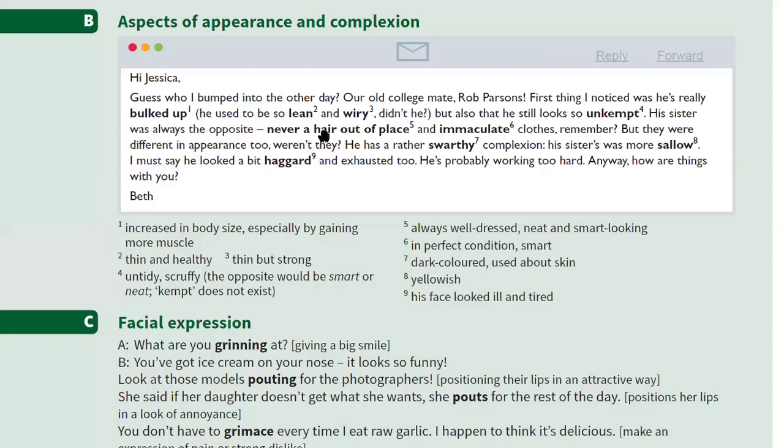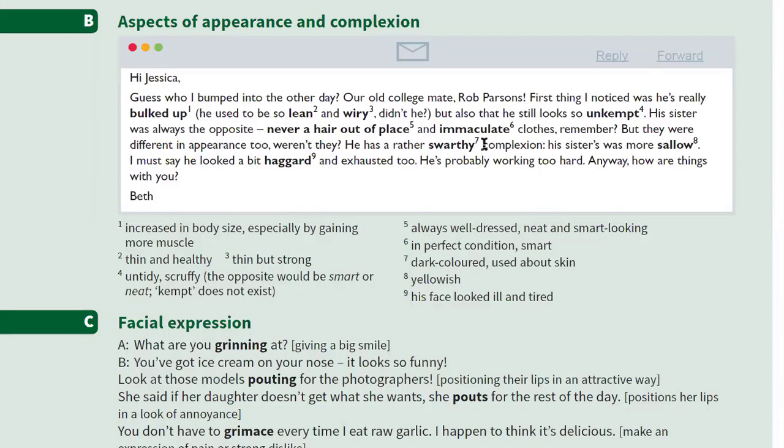His sister was always the opposite, never a hair out of place, and immaculate clothes. Remember, but they were different in appearance too, weren't they? He has a rather swarthy complexion. His sister's was more sallow. I must say he looked a bit haggard and exhausted too. He's probably working too hard. Anyway, how are things with you, Beth?